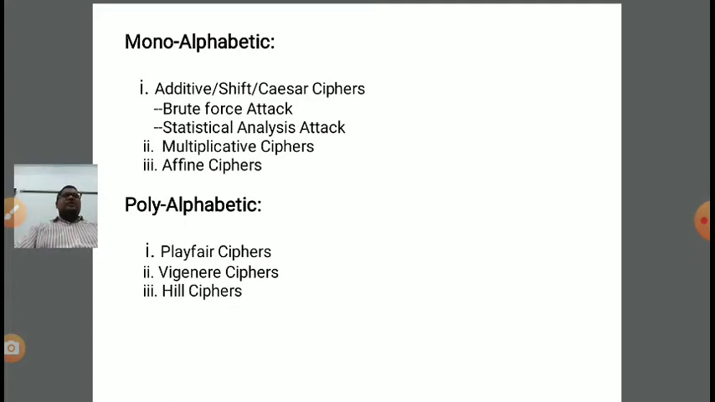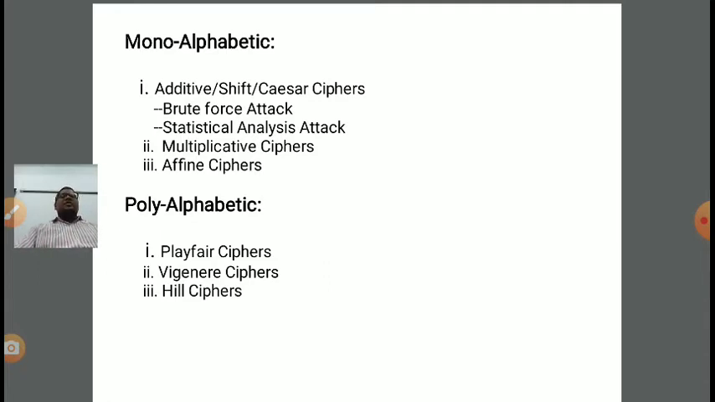The next one is the statistical analysis attack. In this we check some statistics, based on the frequency of the alphabets. In English, E is the alphabet with the highest frequency in any message. So based on traffic analysis or statistical analysis, we can attack the additive cipher. The next type of cipher is the multiplicative cipher. The third one is the affine cipher.